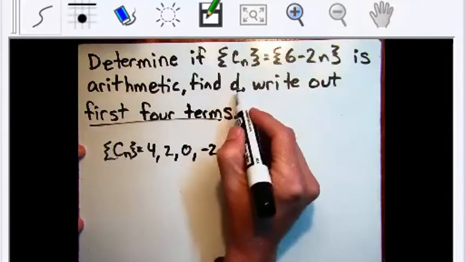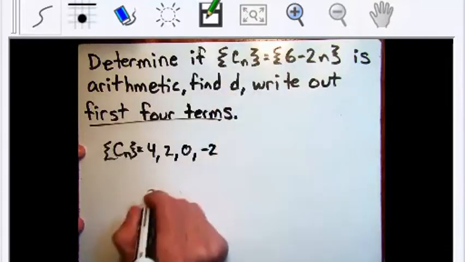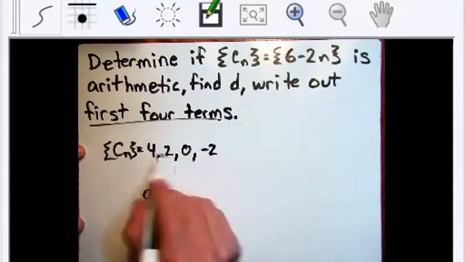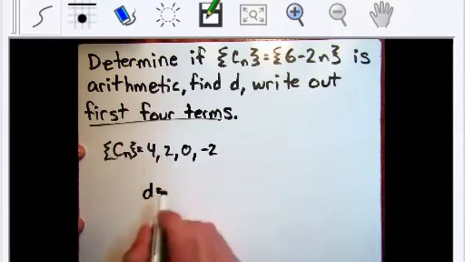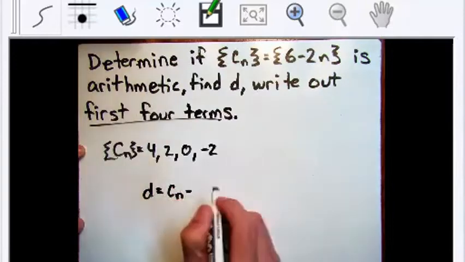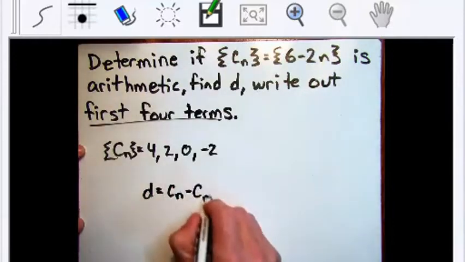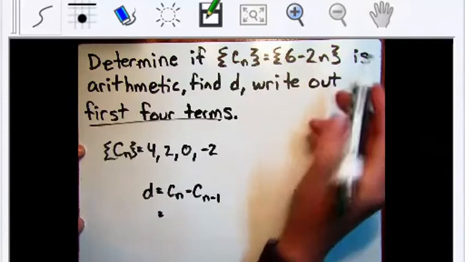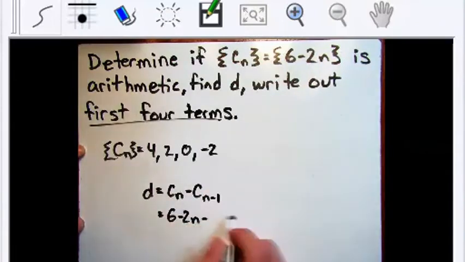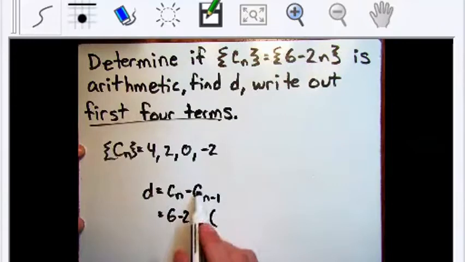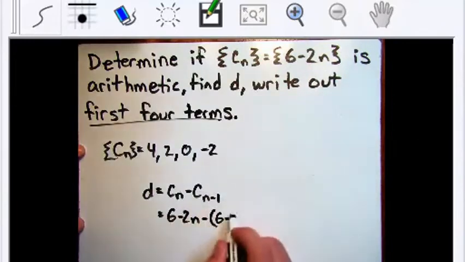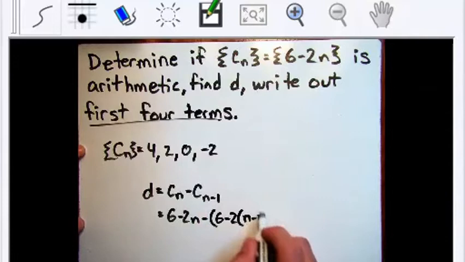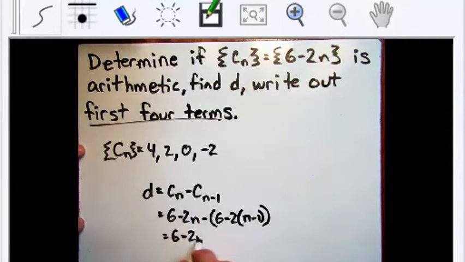Okay, and then it also wants me to find the d value. Again, I know you guys can tell it's negative 2, but let's do it the way I was just talking about. So pick a term, subtract the previous term. Look at how I can do this, guys. C sub n is equal to 6 minus 2n. And then I'm going to subtract the previous term. So it's going to be 6 minus 2 times n minus 1. Clean all this up, distribute, do all that fun stuff, and check out what we get.